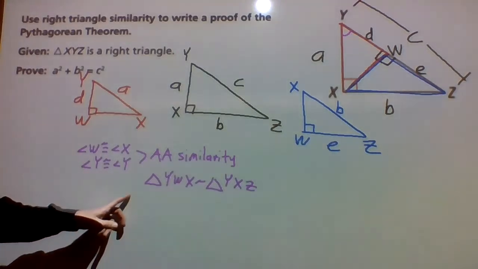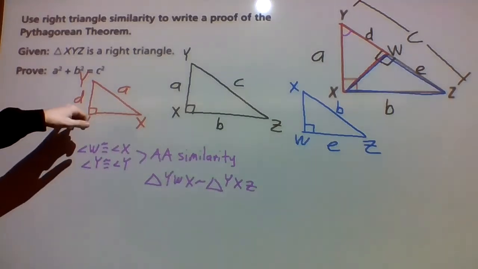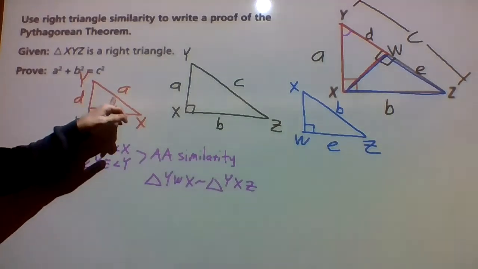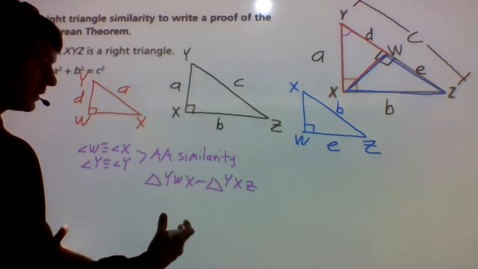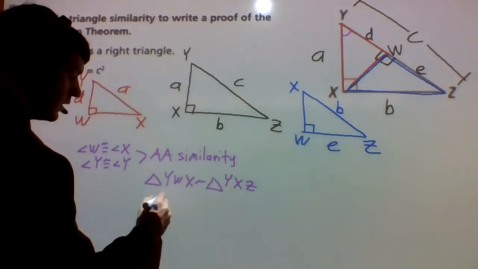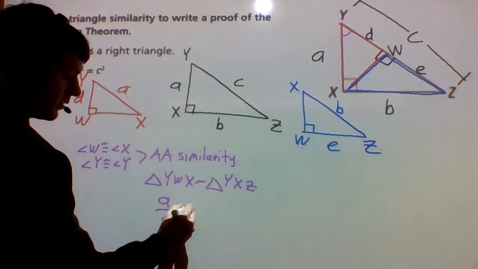Right? So our triangles are similar. So if our triangles are similar, we know the sides are proportional, so we can set up a proportion. We know A here is going to correspond with C in the other one.